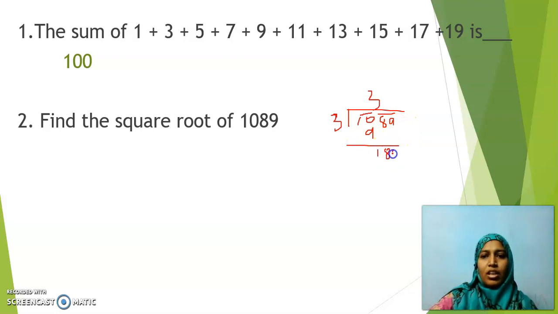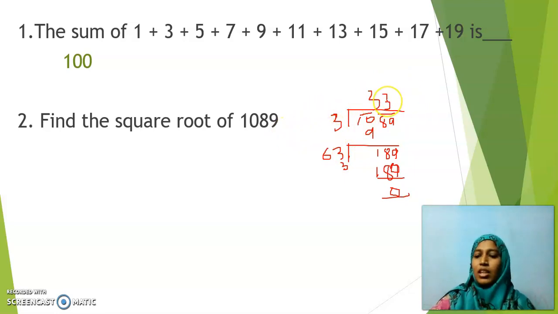I get 189. Now I have to multiply this 3 with 2. I get 6. Along with the 6, I have to place a number so that I will get unit digit 9. So 3 3s are 9 and 7 7s are 49. If I place 7 here, it will be bigger than 189. So I choose 3 to be here. And if I multiply with 3 again, I get 3 3s are 9, 6 3s are 18. So I get the same number and the remainder is 0. So what is the square root of 1089? I placed 3 here, so I should not forget to place 3 here also. So the square root of 1089 is 33.